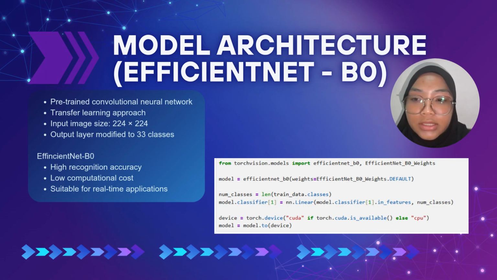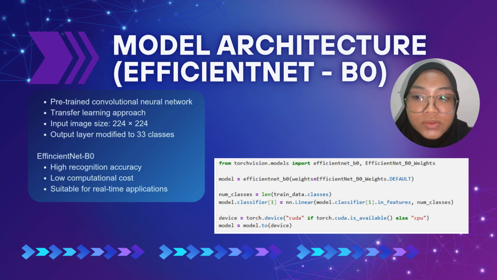In this project, the selected deep learning model is EfficientNet B0, which is used as the backbone for the face recognition system. EfficientNet B0 is a pre-trained convolutional neural network that is known for achieving high accuracy with relatively low computational cost. It uses a compound scaling method which balances depth, width, and resolution of the network to improve performance efficiently.